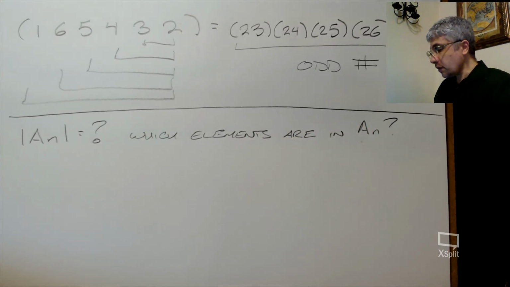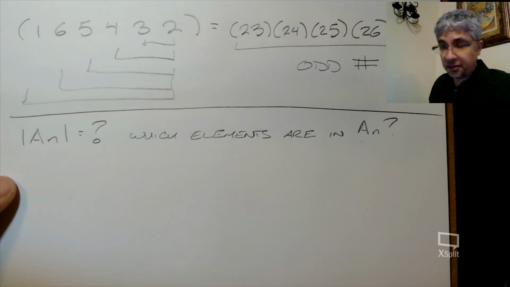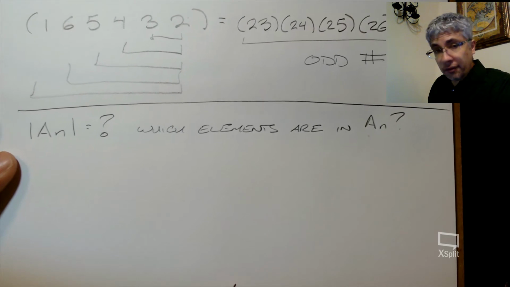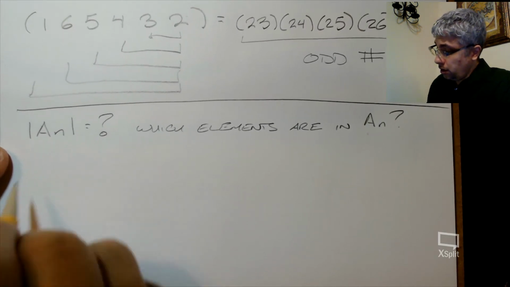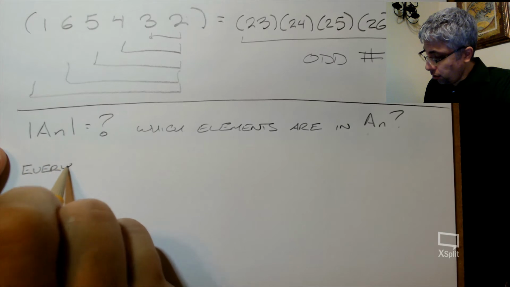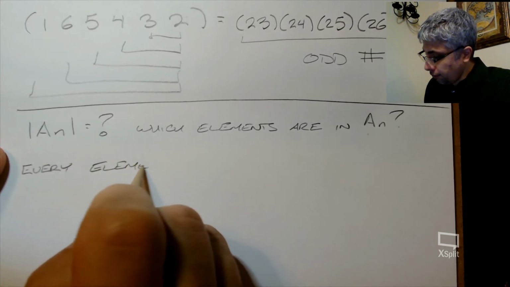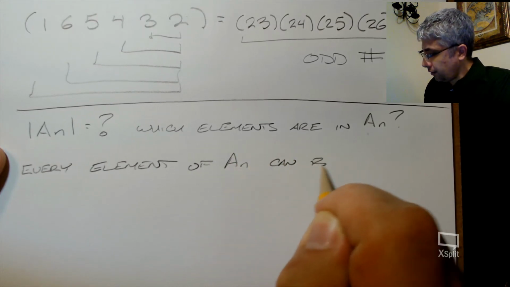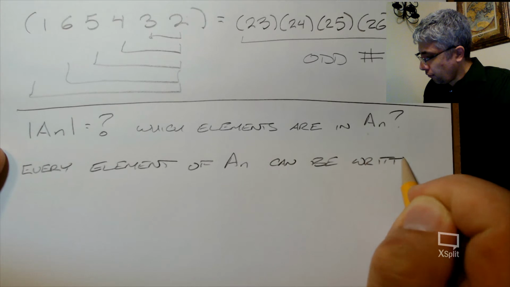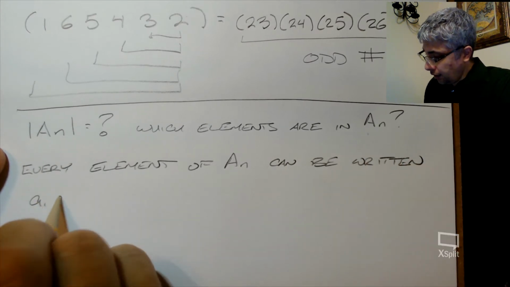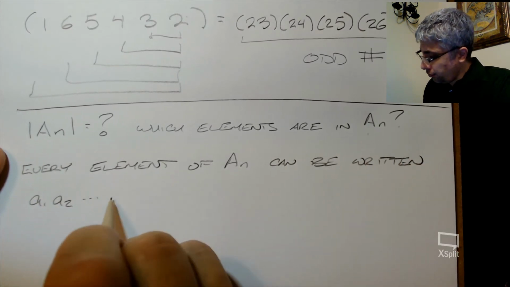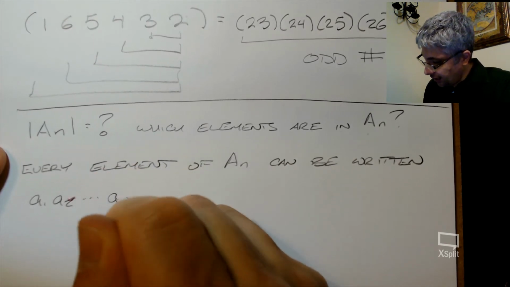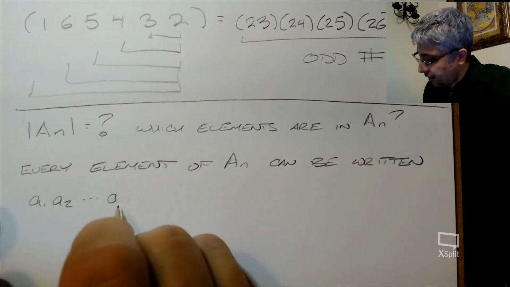Okay, so these are some good questions. Maybe we'll try this first one. Okay, so every element of An can be written as A1, A2 through A2n. Instead of saying n is even, I'll just say n is an integer, and I'll do A2n.